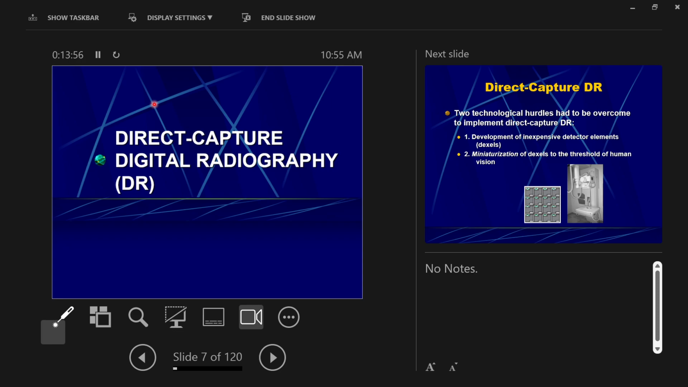computer, wirelessly or wired, and there's no physical large processor that an imaging plate is brought into like with CR. So we have to do a couple important things in order for DR to work right.